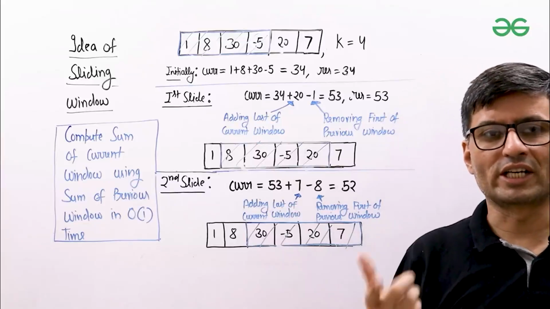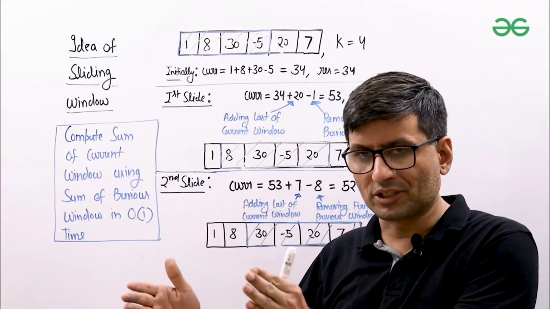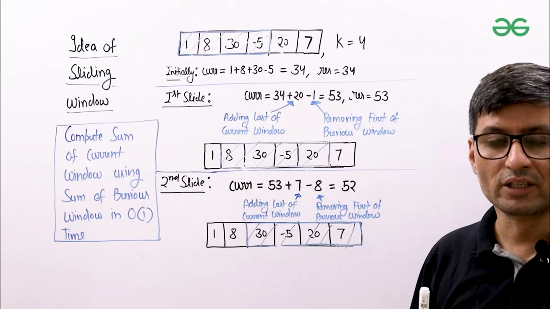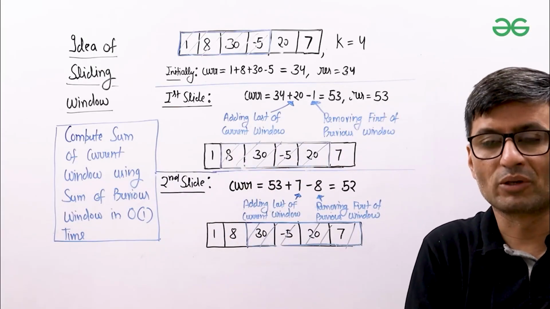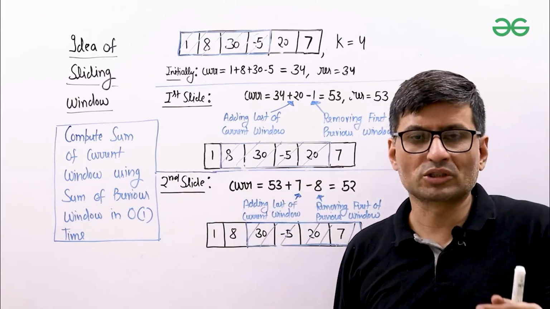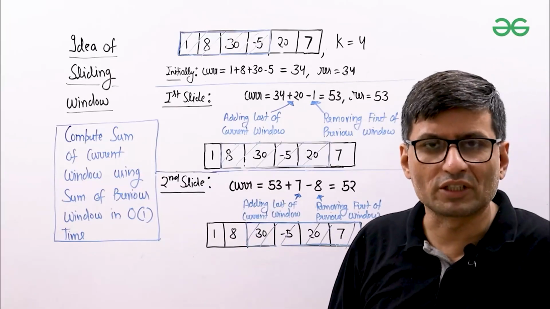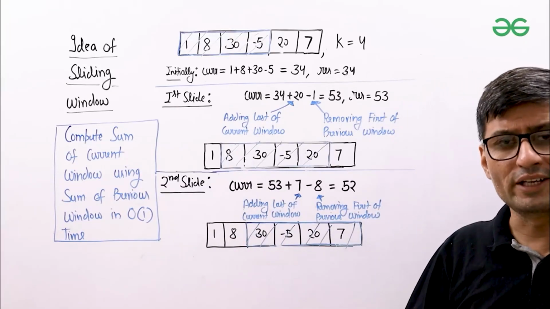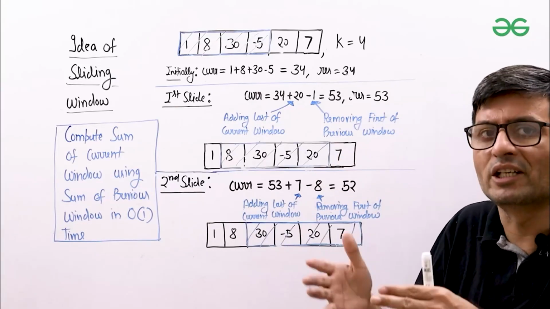So the idea of window sliding is: if you can do the required computations for the current subarray using the computations done for the previous subarray in big O of 1 time, or in less than linear time, then you use sliding window. It is sum here, but it can be anything. It can be XOR of the numbers, product of the numbers, or anything which can be done in big O of 1 time or less than linear time.